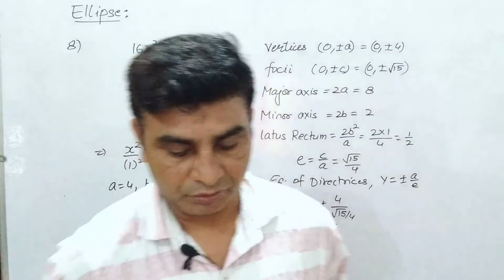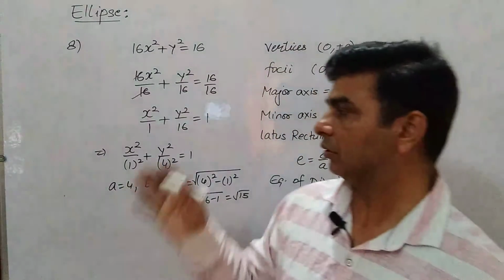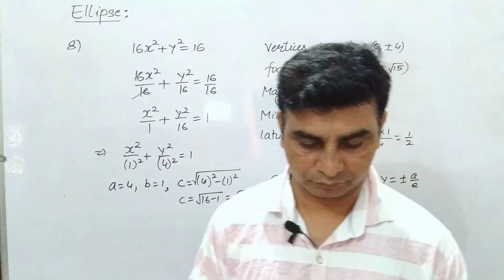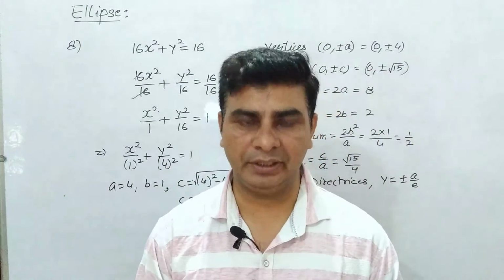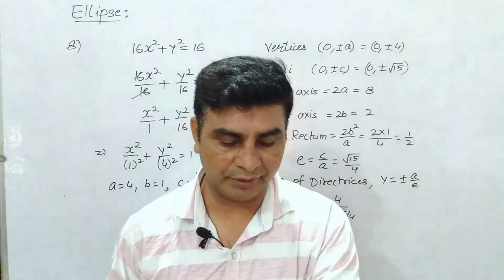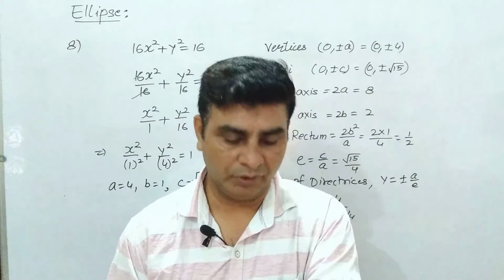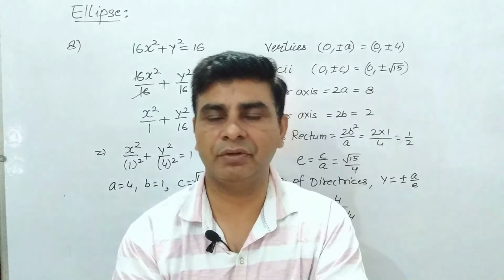So dear students, till 9 question you can do by yourself, because all questions are in the same way. So let's do the question number 10. This was the question number 8. Question 9 is your homework, you can do by yourself. Now let me do the question number 10. From question 10 onwards we are to just form the equation of ellipse.